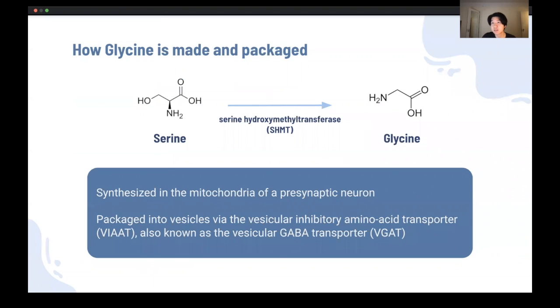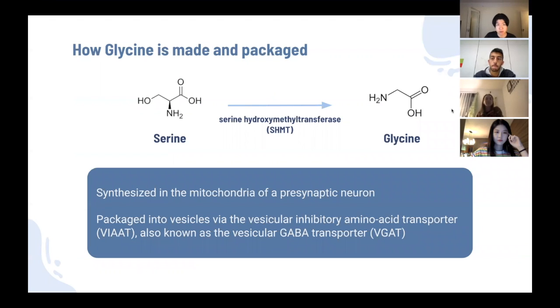So glycine is an amino acid which is typically made from other amino acids in the human body, but in neurons, it's made specifically from the amino acid serine using the enzyme serine hydroxymethyltransferase, and it's made in the mitochondria of a presynaptic neuron. And then the glycine is packaged into vesicles via the vesicular inhibitory amino acid transporter, which is also known as the vesicular GABA transporter.